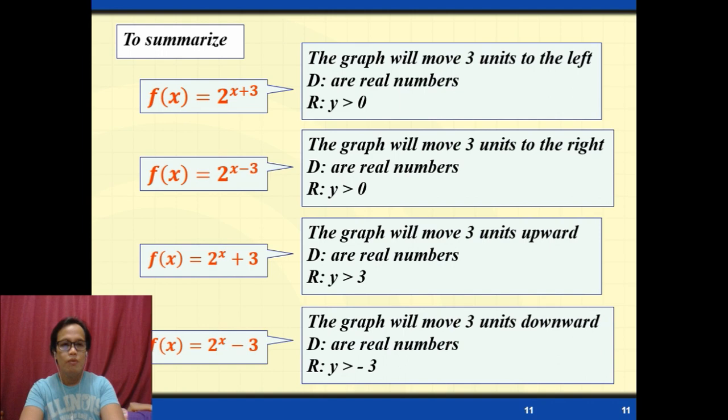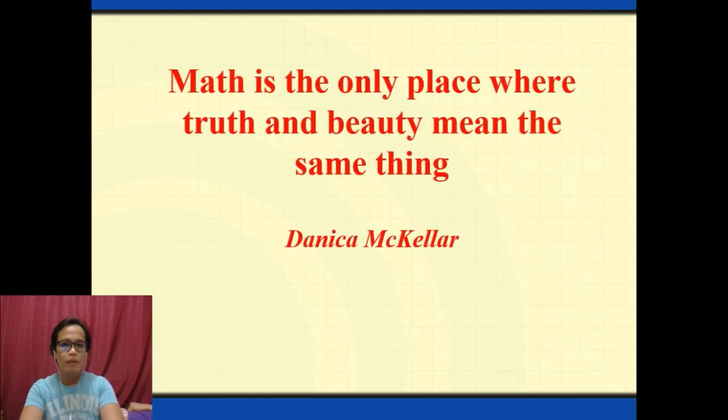Before I go, I want to leave this with you. Math is the only place where truth and beauty mean the same thing. That is by Danica McKellar.